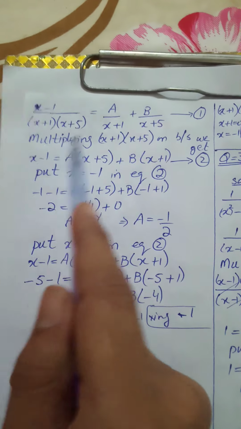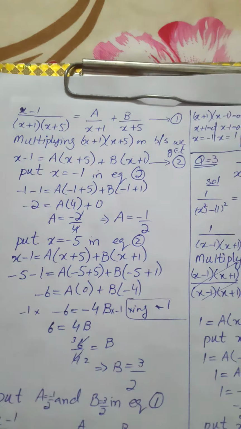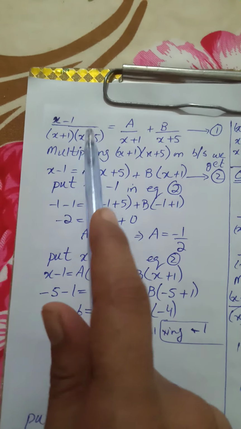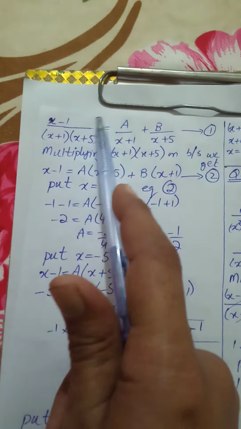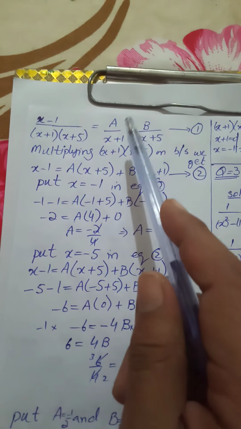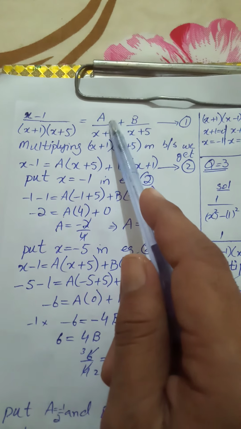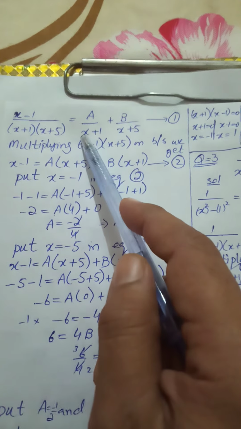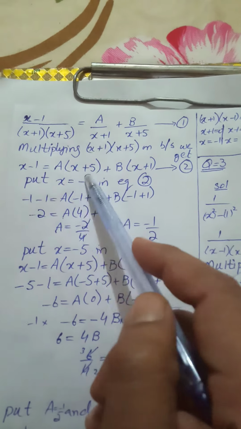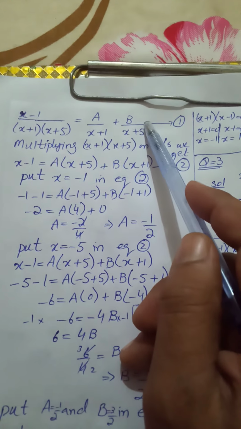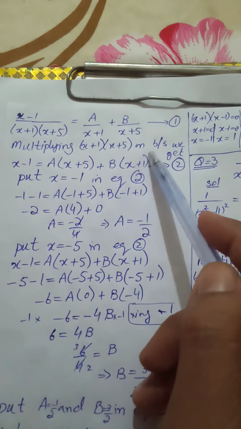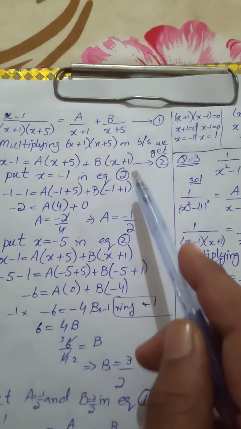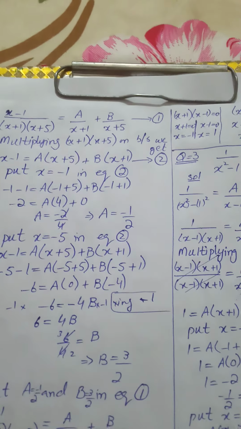Now what we can do, we multiply the term x plus 1 into x plus 5 on both sides. When we multiply x plus 1 x plus 5 over here, they will cancel. X minus 1 x plus 5, when we multiply, they will cancel each other. Similarly, when we multiply x plus 1 x plus 5 with a, x plus 1 will be cancelled and just x plus 5 remains. Similarly, over here x plus 5 will be cancelled, just x plus 1 will be the remaining part. Let's say this is equation number 2.